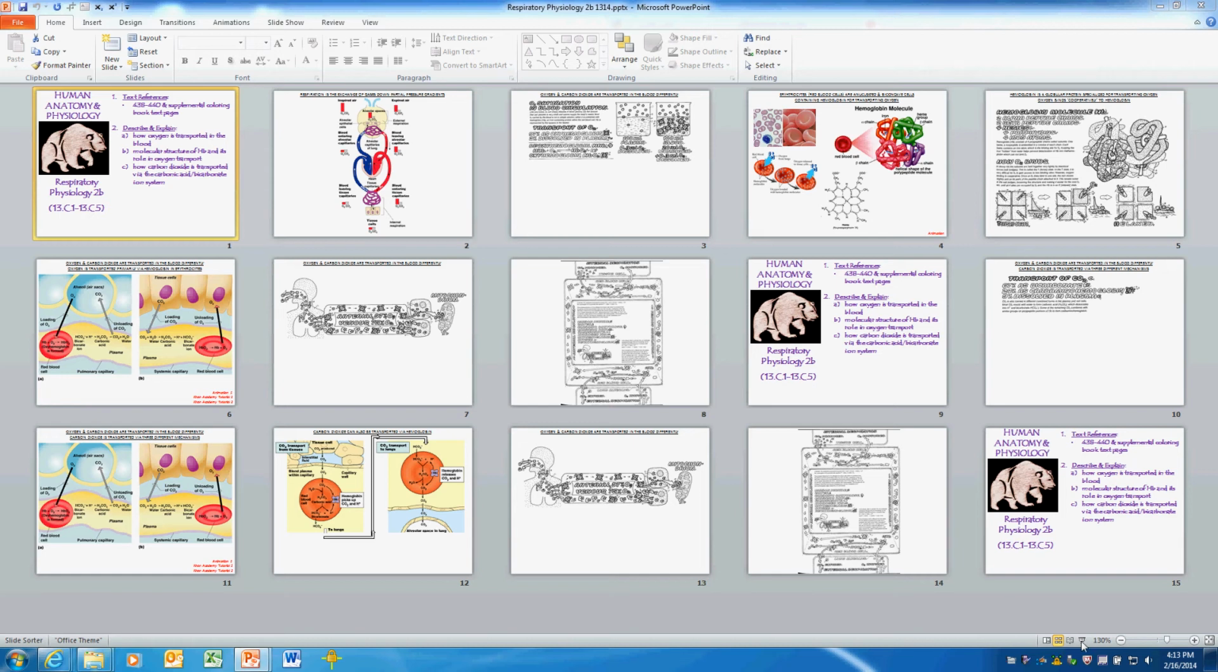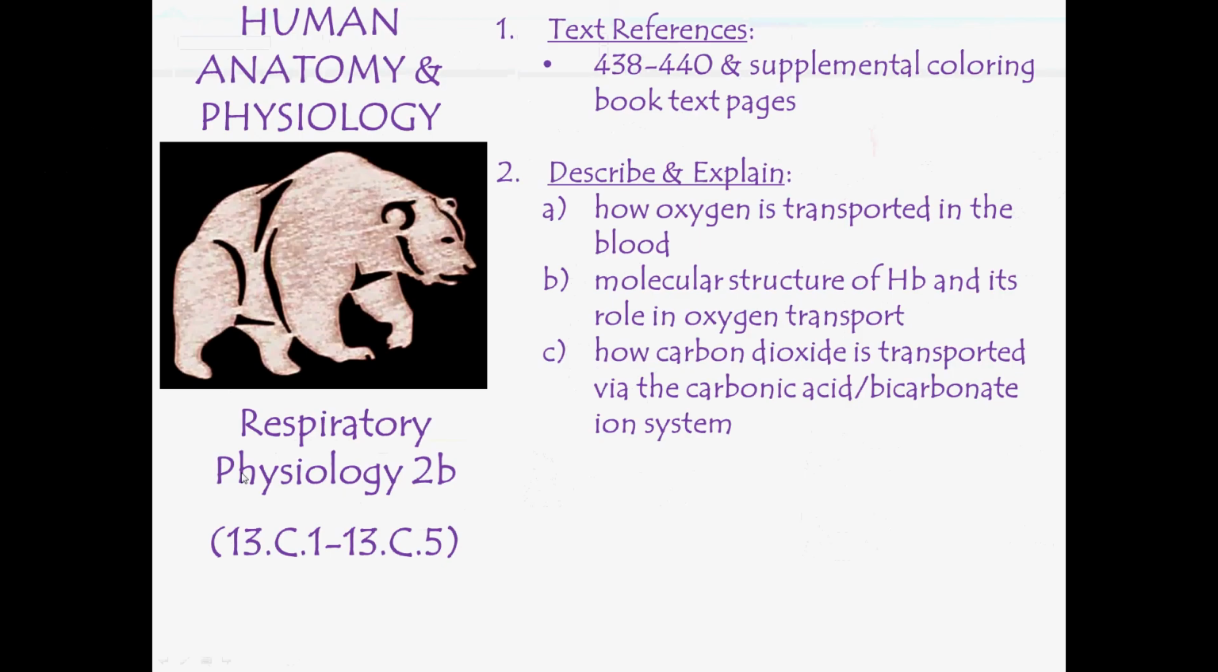Hello, welcome to another screencast where we'll be discussing respiratory physiology. In 2B, we'll talk about how oxygen is transported in the blood, and be able to describe and explain the molecular structure of hemoglobin, abbreviated Hb, and its role in oxygen transport. I think we'll deal with carbon dioxide transport in a subsequent screencast, just to keep it short.